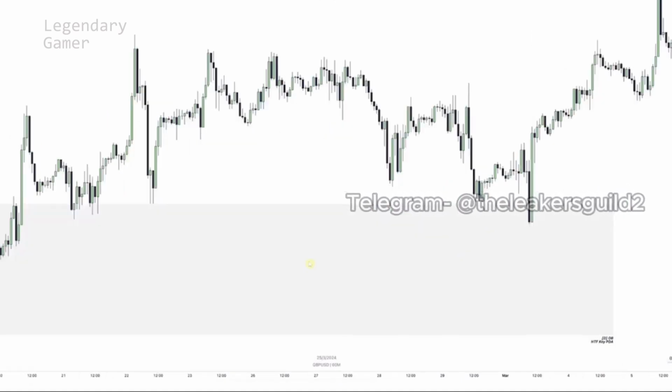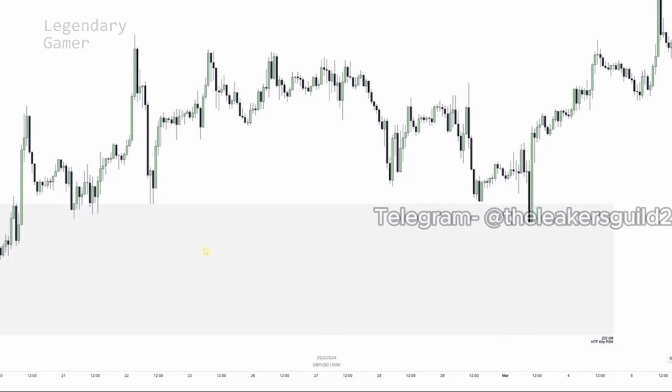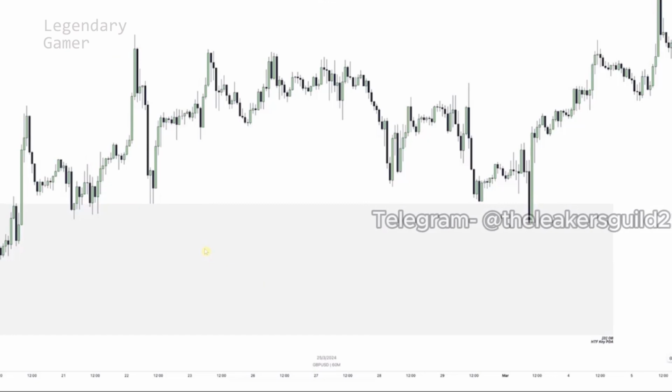So now we zoom in a little bit more, right? And the key thing is we're in a key level, the daily order block, right? So let's take a look at this piece of price action and see if you can spot a double purge over here.